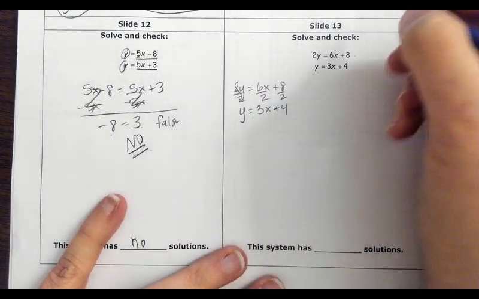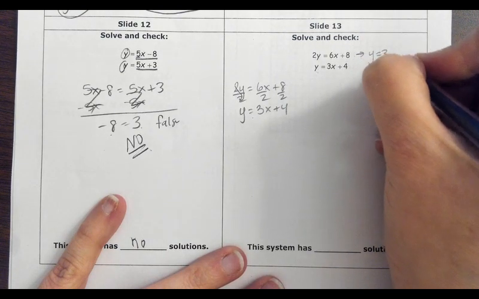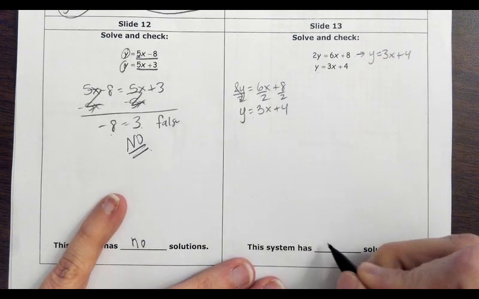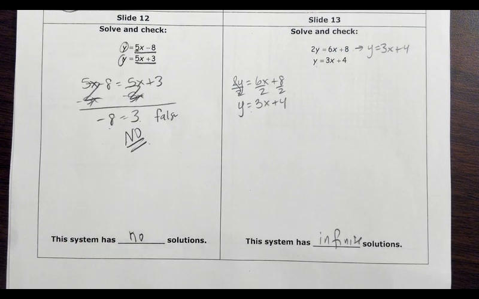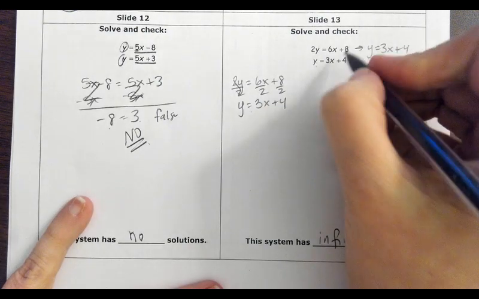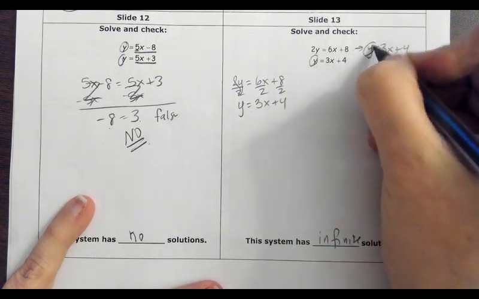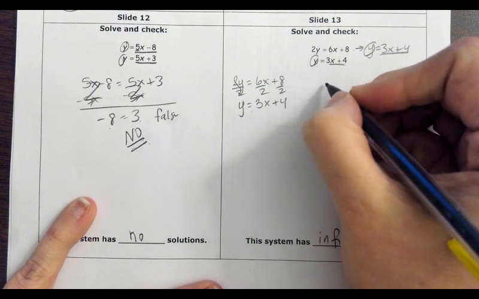Well, that turned into y equals 3x plus 4. Those are the same line, so I have infinite solutions. But yes, we want to prove it to ourselves mathematically. So if they both equal y, then they both equal each other.